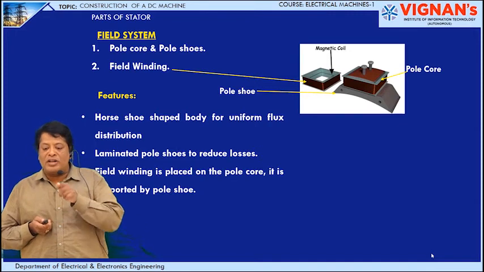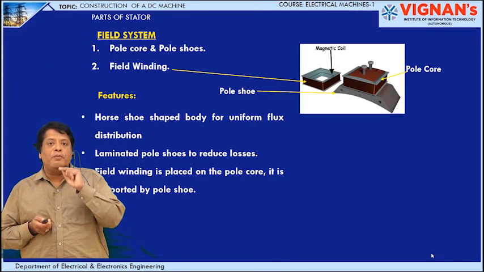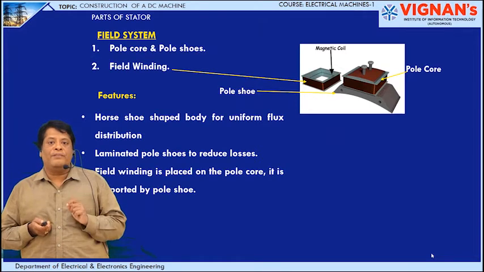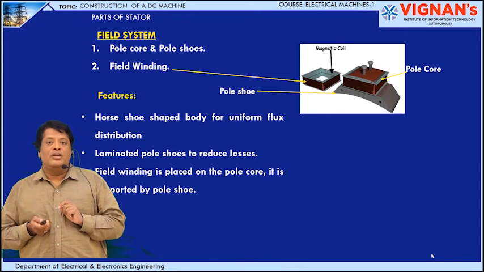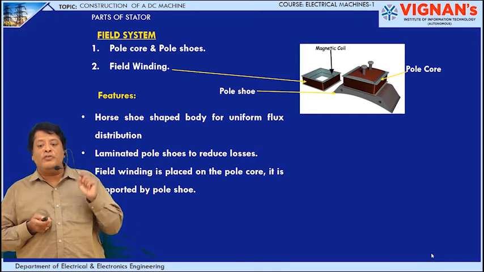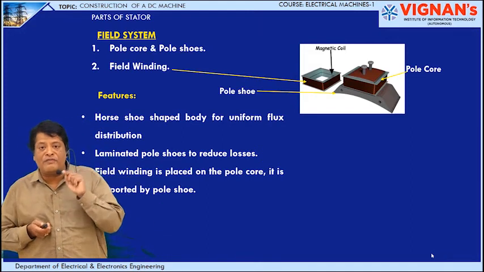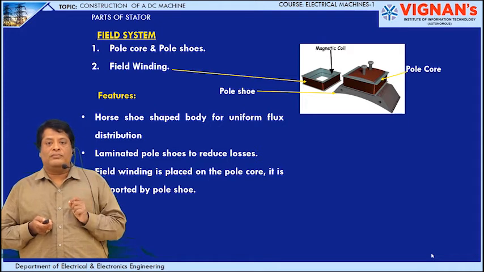The shape of the rotor is circular. Nothing but the air gap between the pole core and the armature is not uniform. The flux is not distributing uniformly. So to make the flux distributed uniformly, we are giving a curved surface to the pole shoe, which is attached to the pole core.